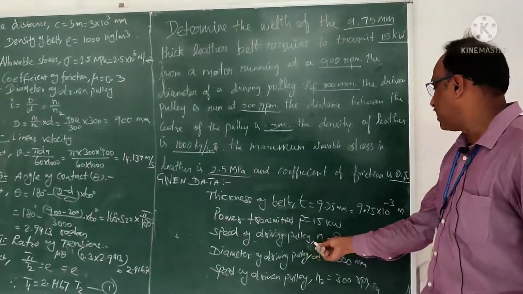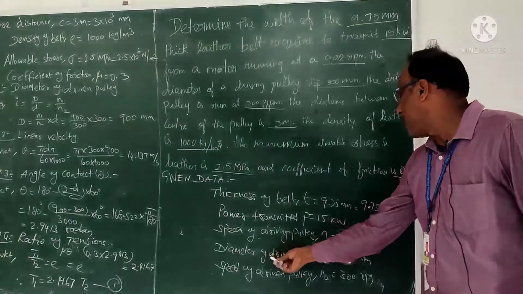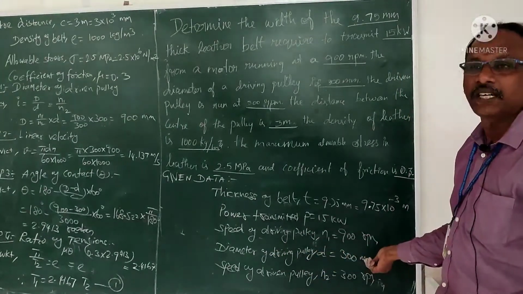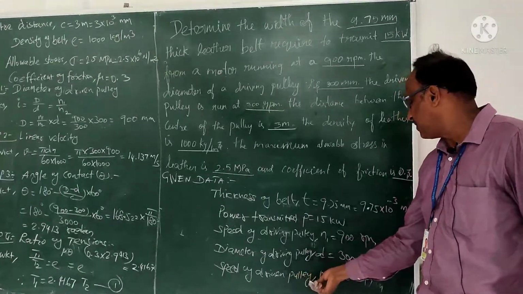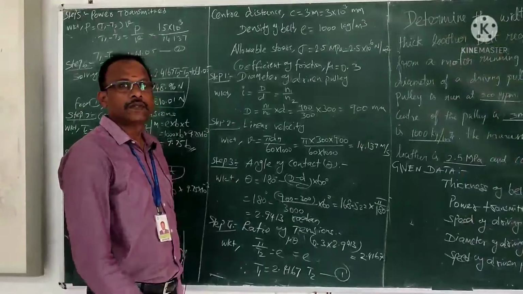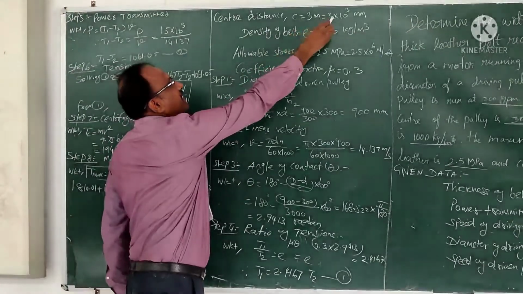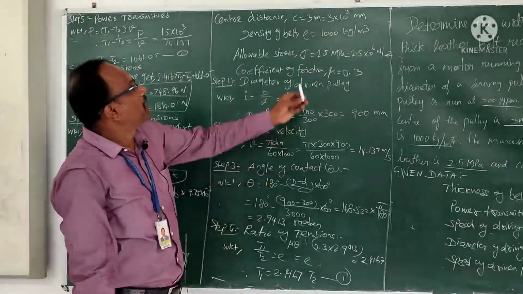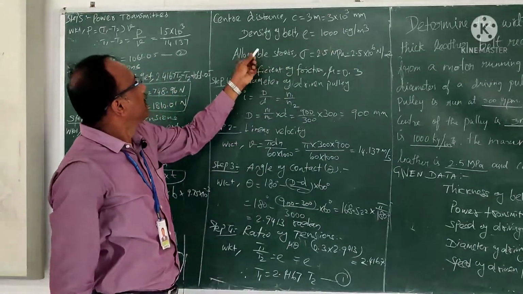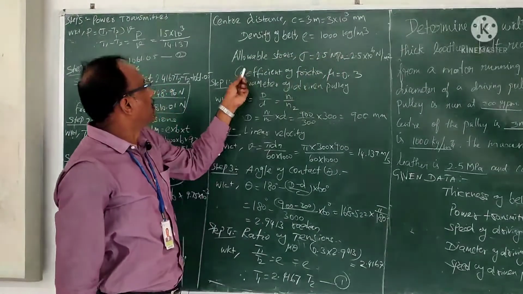Speed of the driving pulley N1 is 900 rpm. Diameter of driving pulley d is 300 millimeter. Speed of driven pulley N2 is 300 rpm. Then the center distance C is given as 3 meter, that is 3 into 10 power 3 millimeter. Density of belt rho is given as 1000 kg per meter cube.